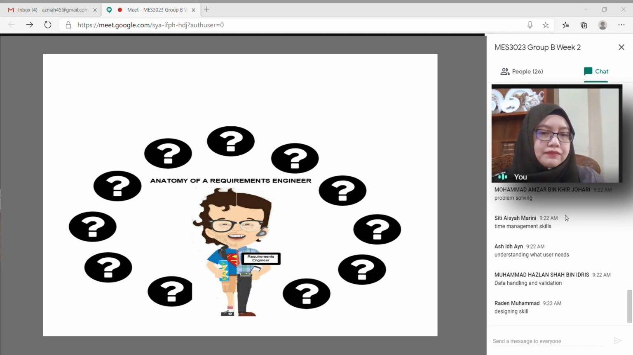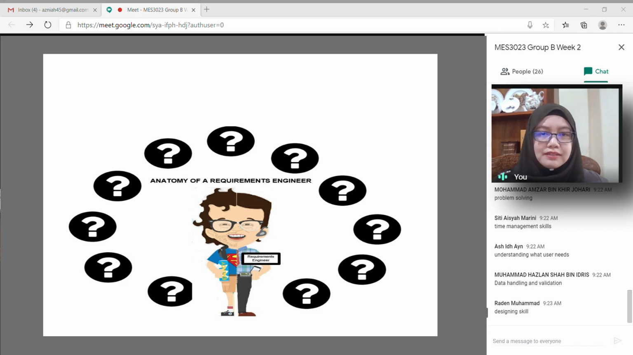Designing skill. We are in the requirements phase, so we are not designing anything yet. Although you have to create the models, the skill is not called designing. Designing is when you have your own idea, or you combine some ideas and come up with new ideas. But for requirements, you are trying to interpret the needs. So it's not about designing yet.